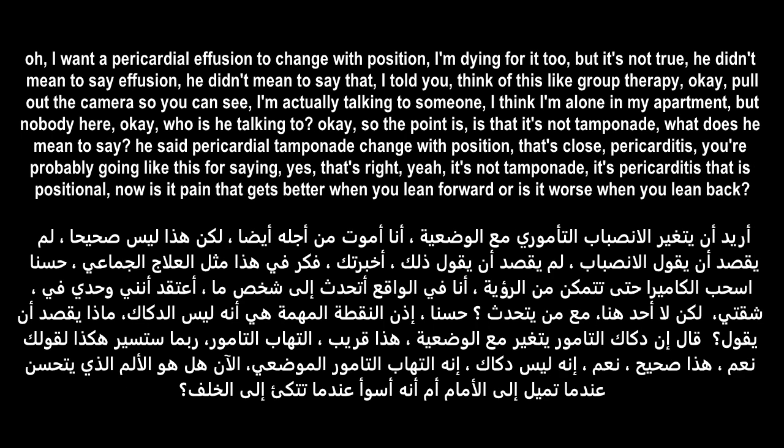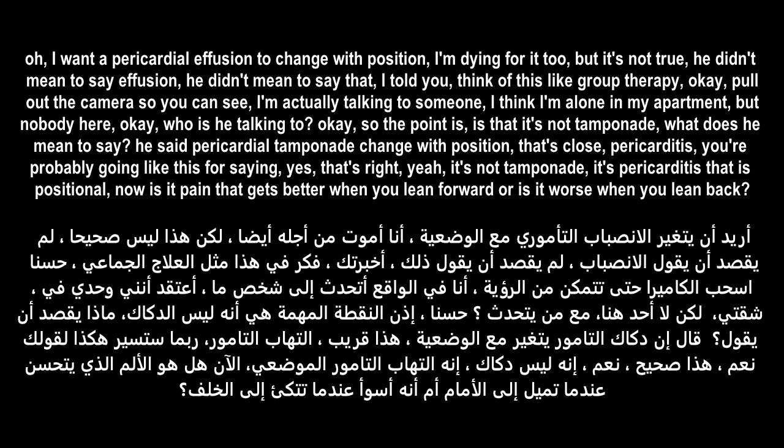Pericardial effusion. Oh, I want the pericardial effusion to change the position. I'm dying for it to, but it's not true. You didn't mean to say effusion. I told you, think of this like group therapy. Okay, pull out the camera so you can see I'm actually talking to somebody. They're going to think I'm alone in my apartment. There's nobody here. Okay? Okay, who is he talking to?